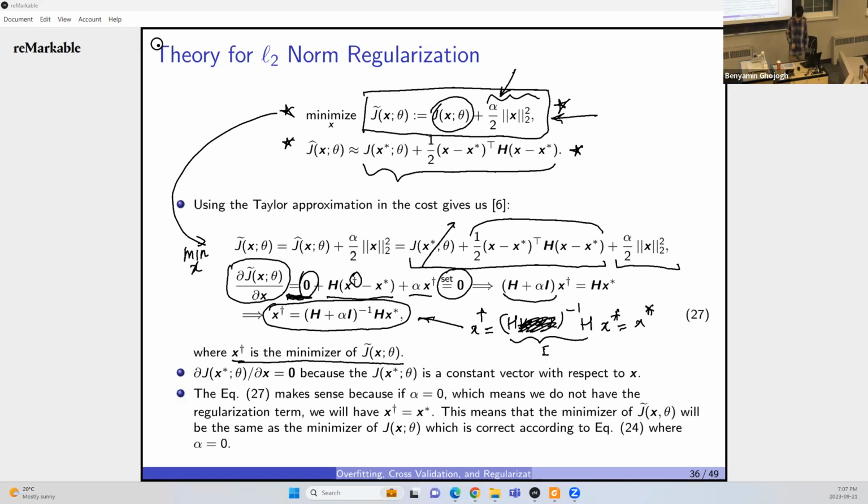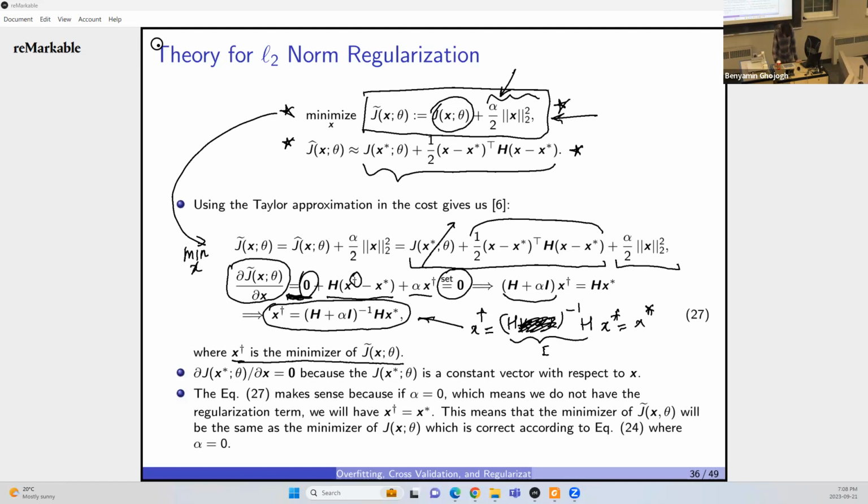Okay. So did they understand everything here? That we found the solution, the minimizer of J tilde, which is the regularized cost, and we saw that it makes sense because when we set alpha to 0, the regularization term disappears, and the minimizer of J tilde becomes the minimizer of J as expected.